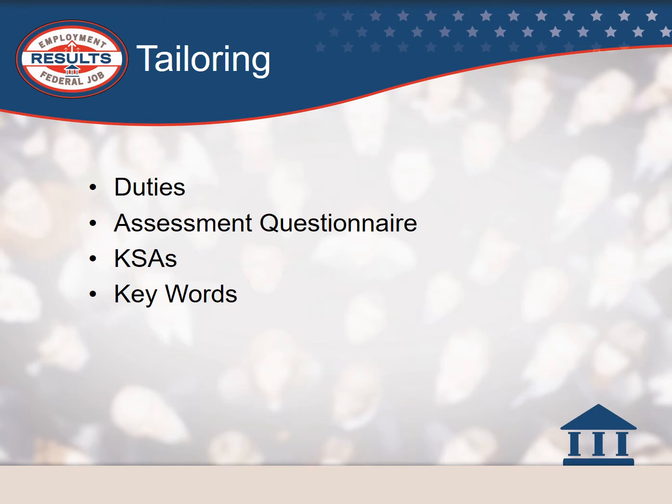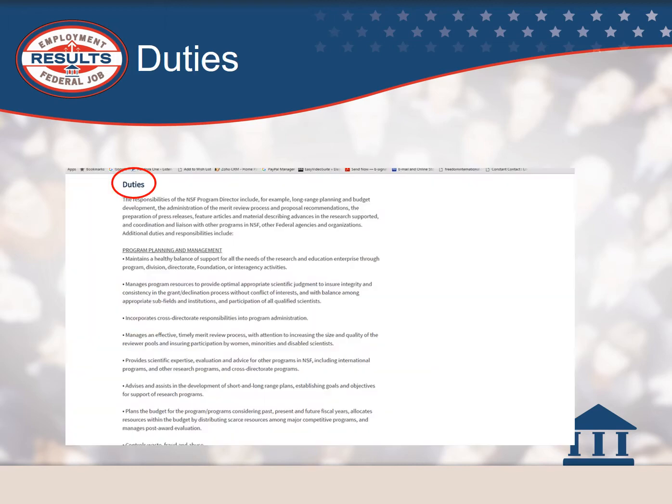What you're going to look at: number 1, the duties section; number 2, the assessment questionnaire; number 3, the KSAs; and number 4, you're going to identify keywords. So let's talk about the duties section.